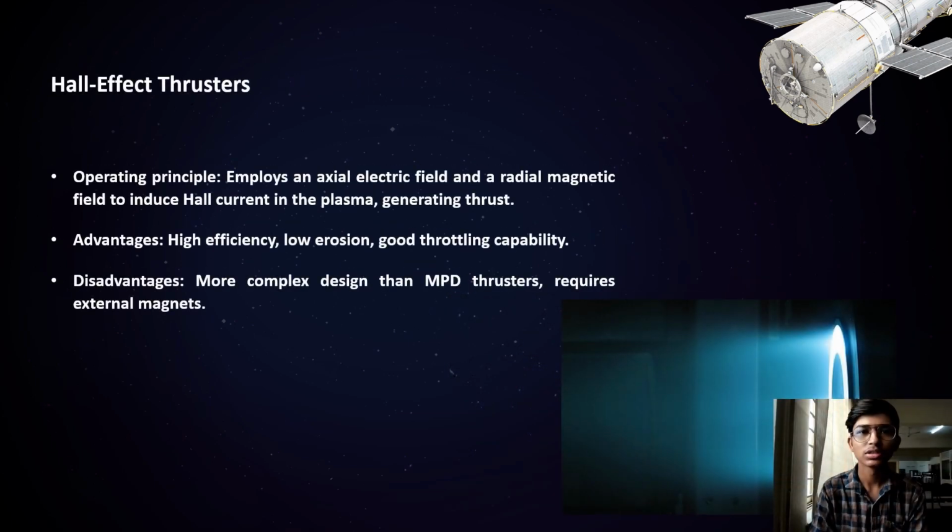Now, moving towards Hall effect thrusters. Hall effect thrusters represent another prominent type of electromagnetic thruster, known for their high efficiency and low electrode erosion. They operate by applying an axial electric field and a radial magnetic field to the plasma. The combination induces a Hall current in the plasma perpendicular to both fields, ultimately generating thrust. Compared to MPD thrusters, Hall effect thrusters offer higher efficiency and better throttling capability, but their design is more complex and requires external magnets.